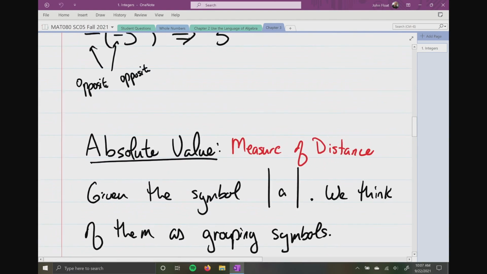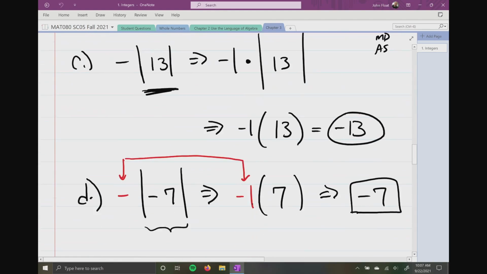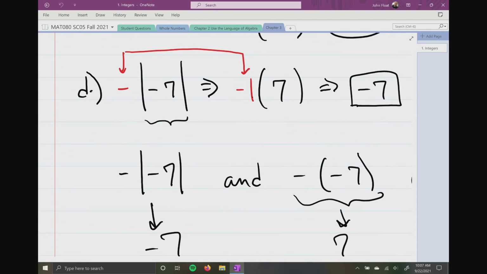Then we transitioned into absolute value, and we learned that that's a measure of distance. And because it's a measure of distance, the absolute value is always a positive value, okay? The tricky part about this is right here with this example where you have a negative out front of the absolute value symbol and you have a negative inside the absolute value symbol. You have to think of the absolute value as grouping symbols, and you have to do that first.